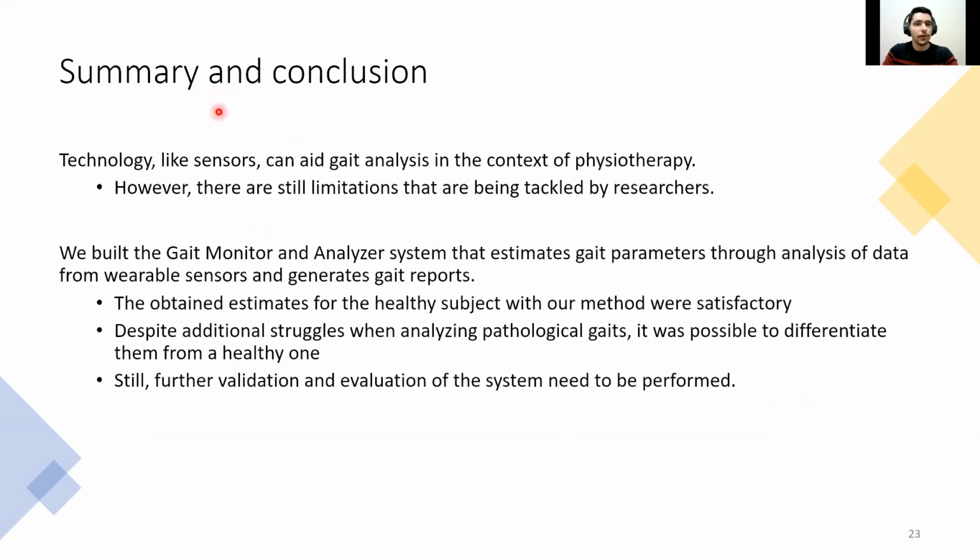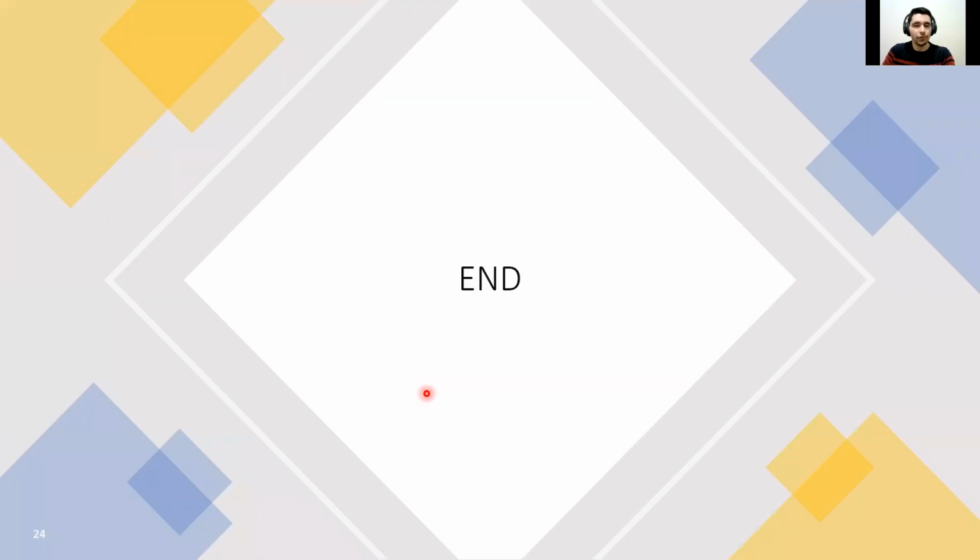To summarize, technology like sensors can aid gait analysis in the context of physiotherapy, but there are still limitations that are being tackled by researchers. And we built the Gait Monitor and Analyzer system that estimates gait parameters through analysis of data from wearable sensors and generates gait reports. The obtained estimates for the healthy subject were satisfactory, and despite additional struggles when analyzing pathological gaits, it was possible to differentiate them from a healthy one. Of course, further validation and evaluation of the system need to be performed. So I now conclude my presentation.